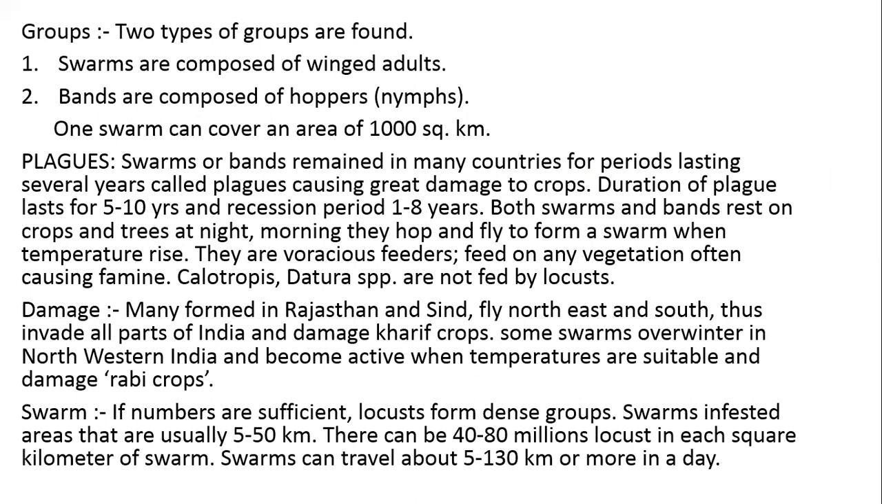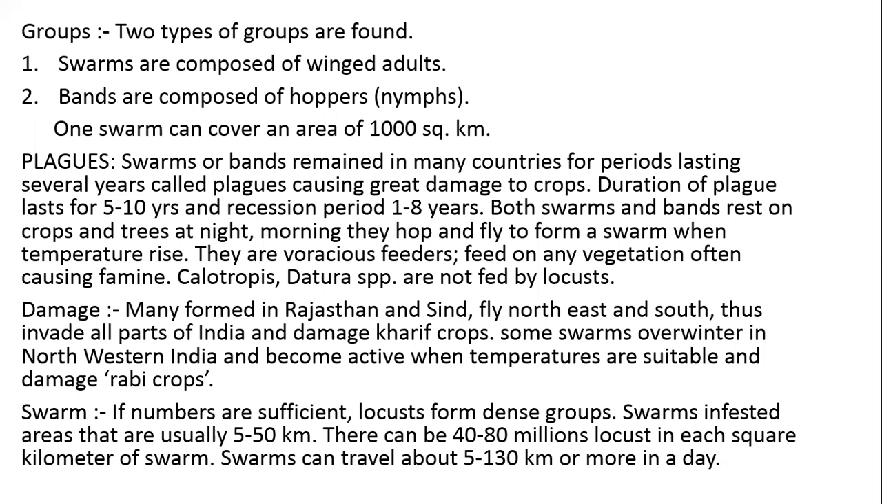There are two types of groups found. Number one, swarms are composed of winged adults. Bands are composed of hoppers, that is known as nymphs. One swarm can cover an area of 1000 square kilometer. एक बार में लगभग 1000 स्क्वायर किलोमीटर तक कवर कर लेते हैं. स्वार्मिंग फॉर्म है, ग्रुप है.